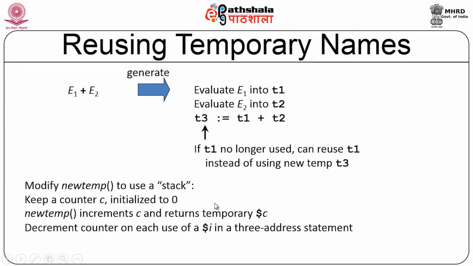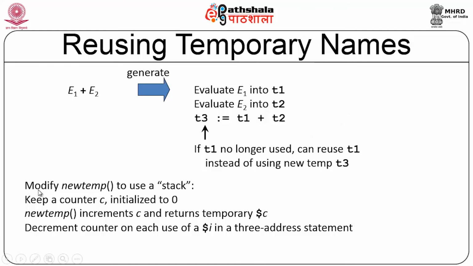Now, the next one is reusing temporary names, where we have said that we are going to create a new temp as and when we encounter a new expression e. Normally, I cannot have so many temporary variables. So, we try to reuse some temporary variables when their job is done. Here you will evaluate E1 and put it into T1, you will evaluate E2 and put it into T2, and you can say T3 is equal to T1 plus T2. If T1 is no longer used, you can reuse T1, that is you can say T1 is equal to T1 plus T2 itself, because subsequently if it is not going to be used, it is redundant information.